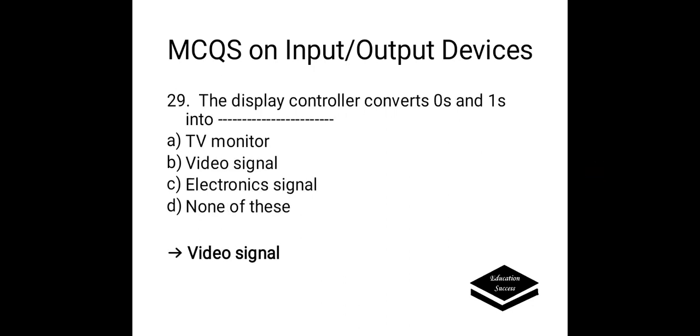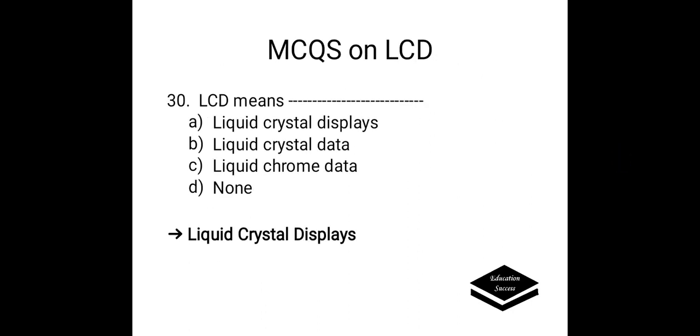The display controller converts zeros and ones into. Options are A. TV monitor, B. Video signal, C. Electronics signal, D. None of these. Correct answer is video signal. The display controller converts zeros and ones into video signal.